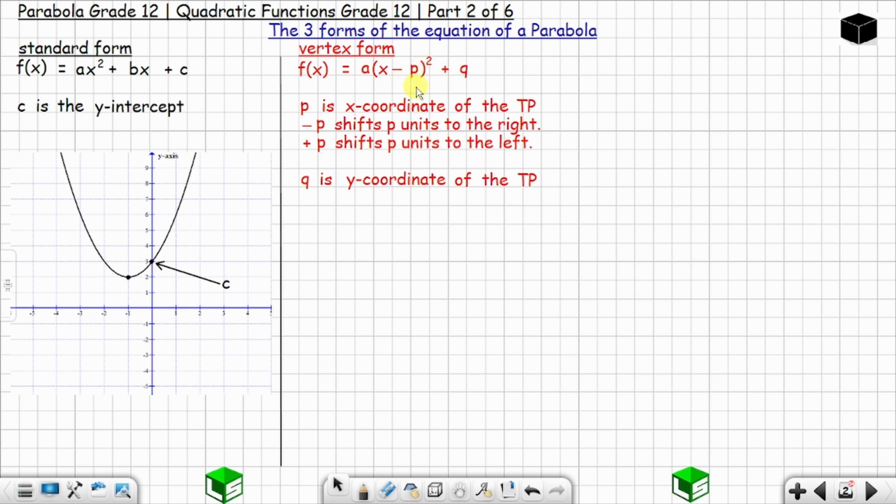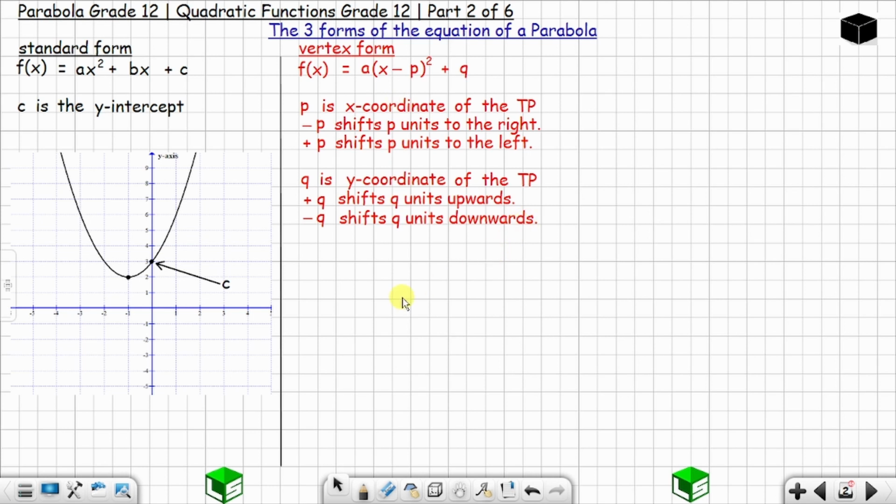Please remember that. So what does q do? When you have a positive q, q shifts the graph by q units upward. You don't change this one: when it's positive, upward; when it is negative, downward. So when q is negative, the parabola shifts q units downward. It's going to make sense as we move on.